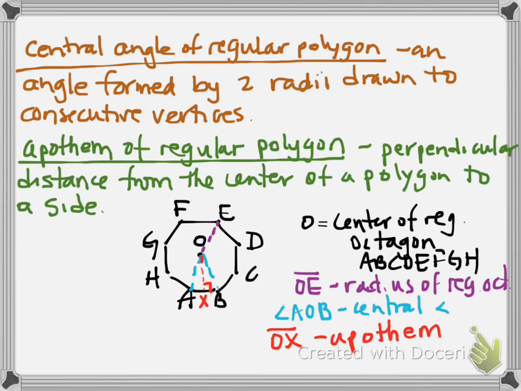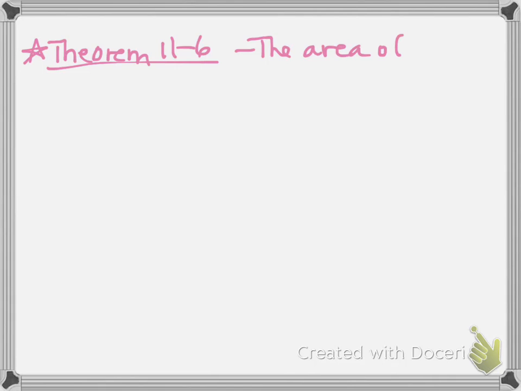Oh, hold on. All right. We have a theorem that goes with this notion of apothem, because remember I told you you had to know the formula for the area of a regular polygon, and all we've talked about is regular polygons. Well, here it comes. Theorem 11.6 states the area of a regular polygon, so it doesn't matter how big it is, as long as it's regular.